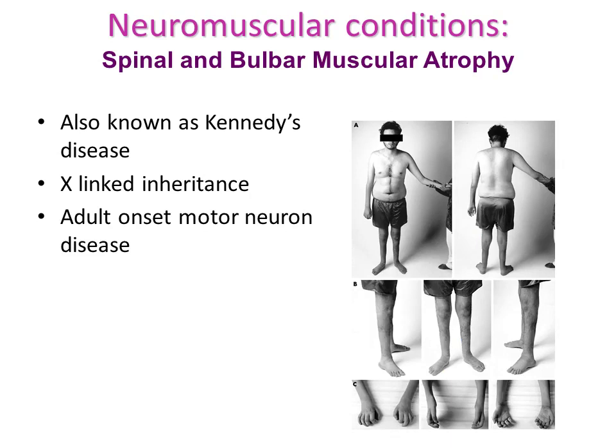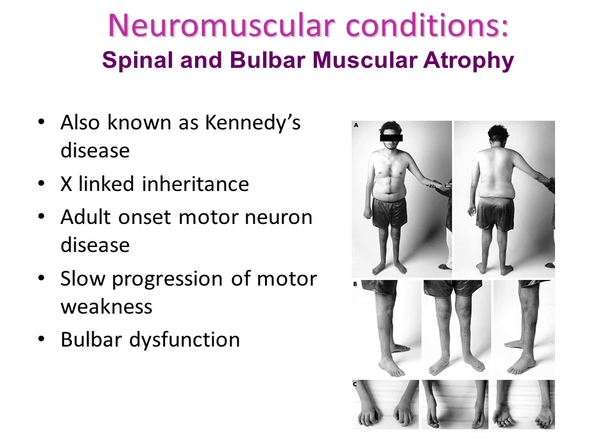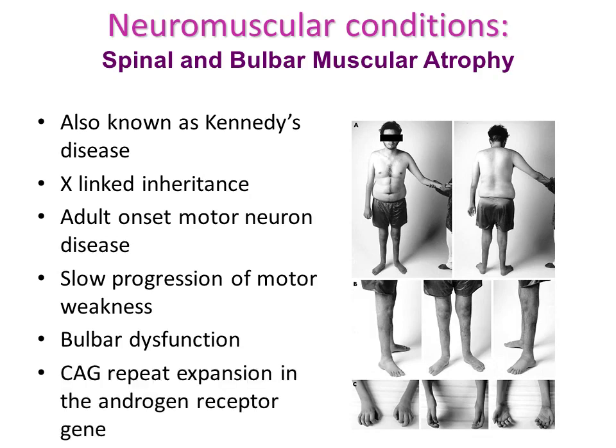It's an adult onset motor neurone disease, and you can see in the photograph here evidence of the distal wasting. They're having to hold on to them because of the plantar flexor weakness and difficulty standing still, but also weakness of the hands. It's a very slow progression of motor weakness, unlike ALS. You can also get bulbar dysfunction with this condition, and it's down to a CAG repeat, so 3 of the amino acids on DNA. So there's a repeat expansion on the androgen receptor gene, and that's what causes the SMA and Kennedy's condition.